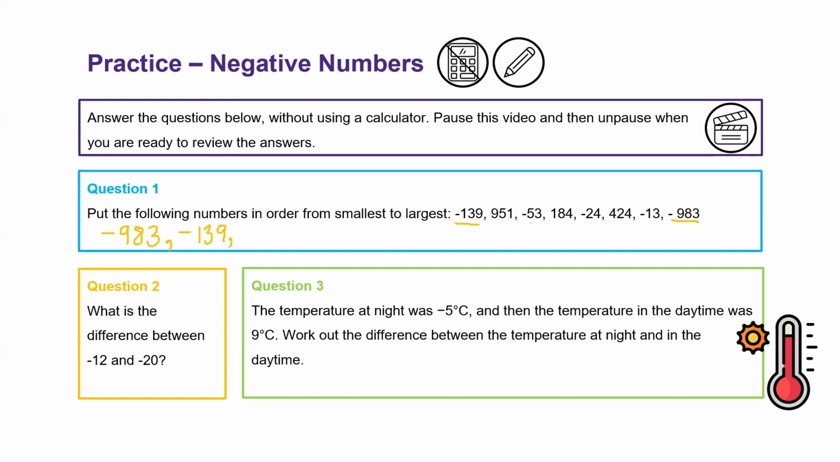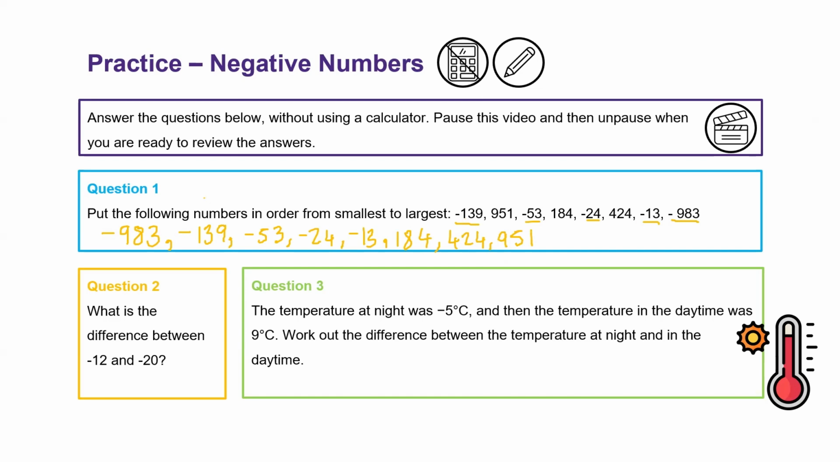Then I'll go to the 2-digit negative numbers. Again, the bigger the number attached to the minus sign, the smaller it is. The minus 53 is next, then minus 24, and then minus 13. And then that just leaves my positive numbers, so I can switch my brain back to normal. I don't have to do any special thinking. They're all 3-digit numbers left, so this one begins with a 1. So that must be the next smallest. Then we have 424, followed by 951.